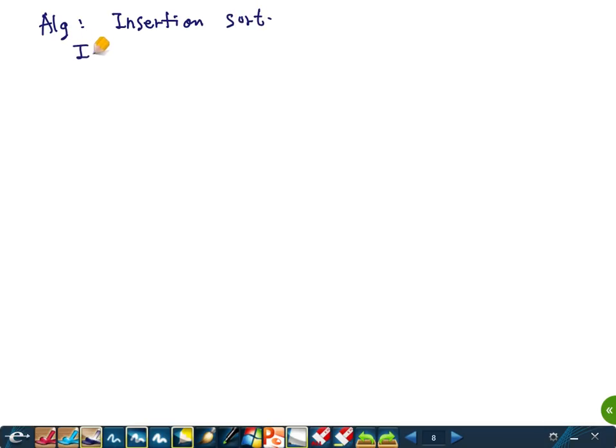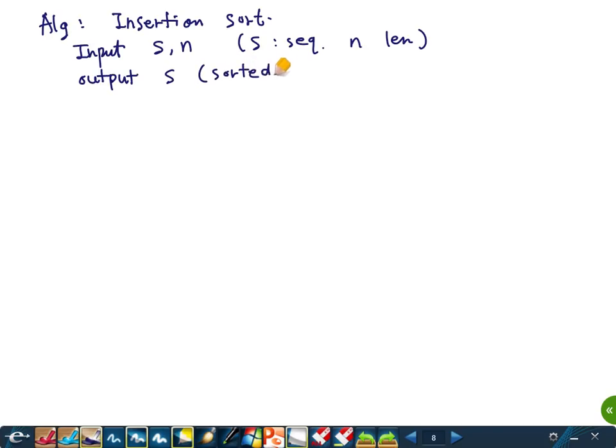So input, what's the input? S and N. S is a sequence. N is the length. There are n numbers. Output is the same sequence, the sorted sequence. It will be S, but it will be sorted. So let's name this insertion sort, with S and N. Its input will be a sequence and a number, the length. All right.